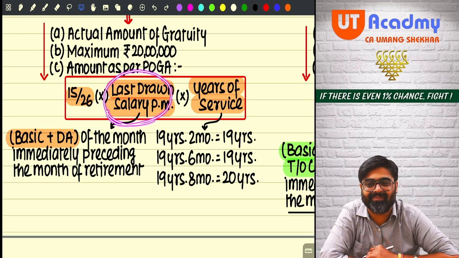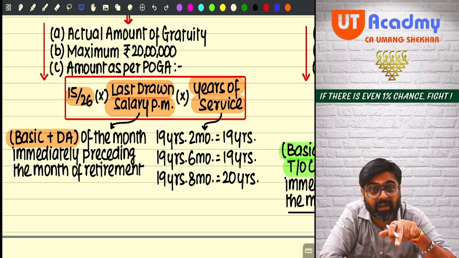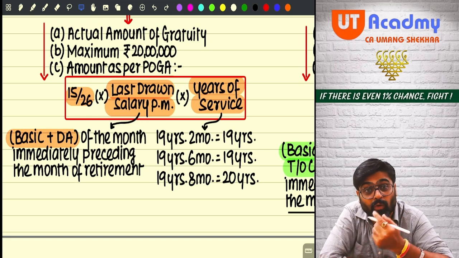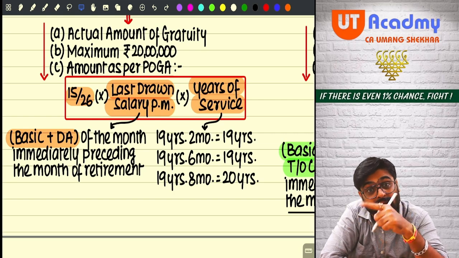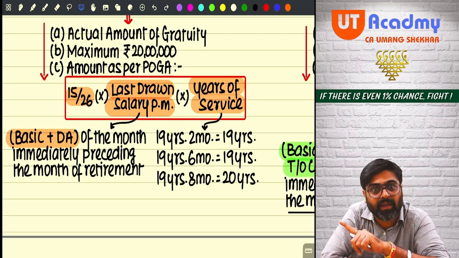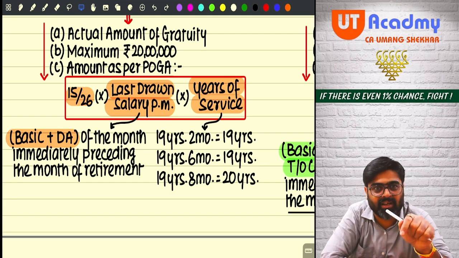Last drawn salary. Now this last drawn salary is not for 30 days, it is for 26 days. Divide by 26. You will get per day salary. Multiplied by 15, you will get 15 days, half month salary. And this half month salary based on the latest salary should be given for every year of your service.